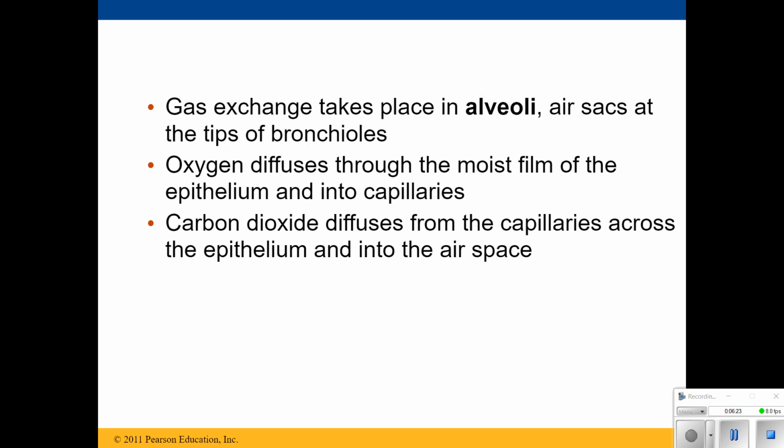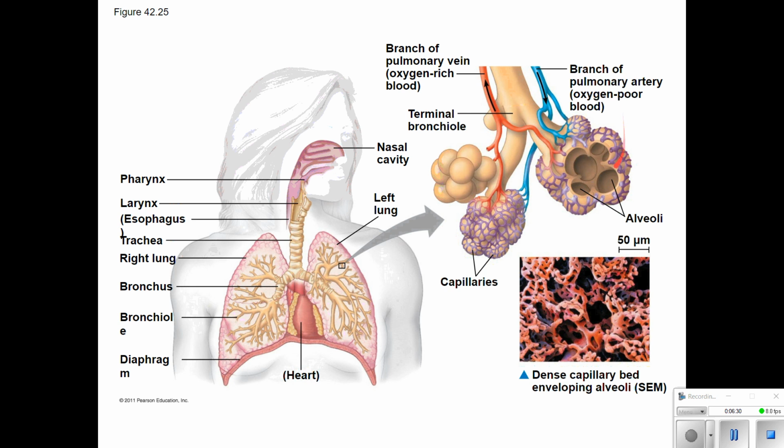Carbon dioxide is also going to diffuse out of our capillaries, out of our blood vessels, into our alveoli, and out of the body.